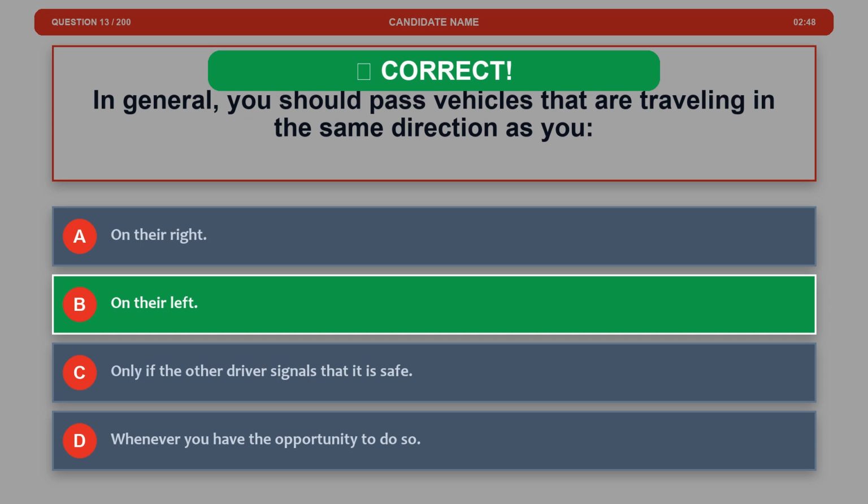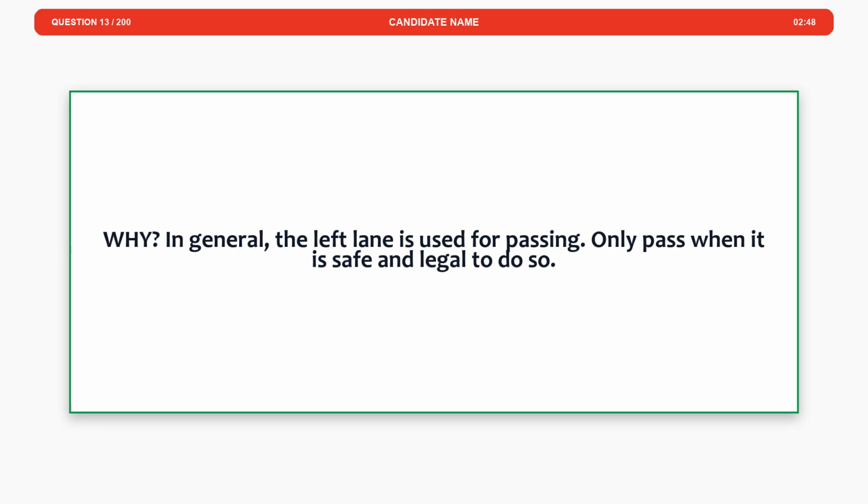The correct answer is option B. On their left. Explanation. In general, the left lane is used for passing. Only pass when it is safe and legal to do so.